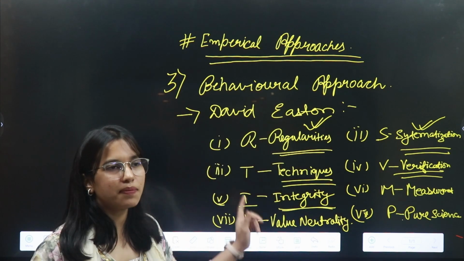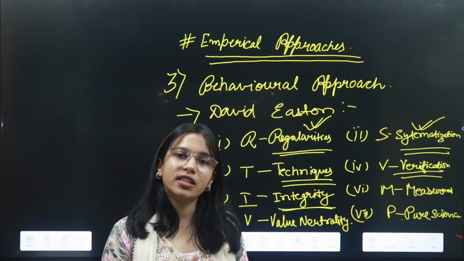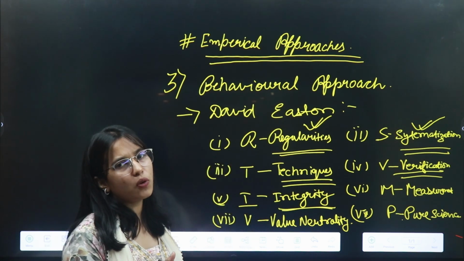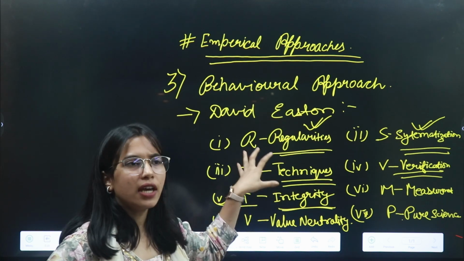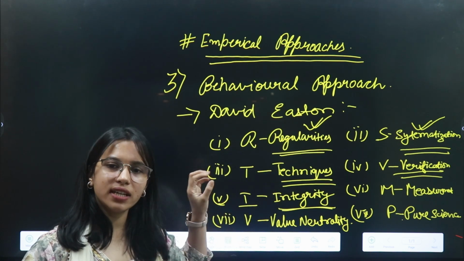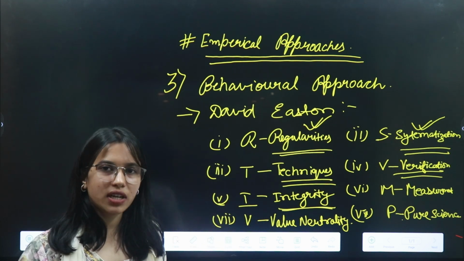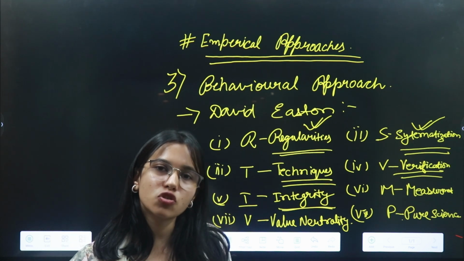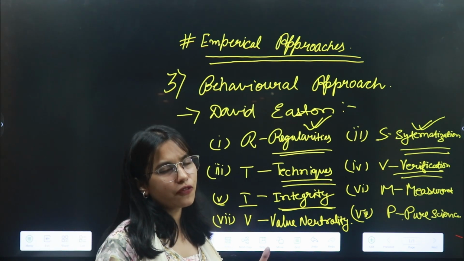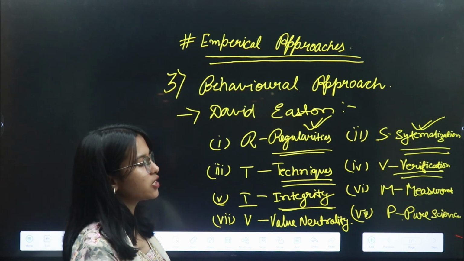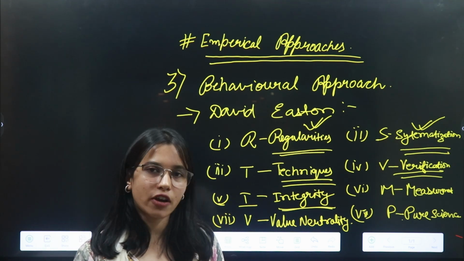The meaning of integration by David Easton is that the approach of study should be interdisciplinary. That means it should not be limited to the political field of study. We could take help from the philosophical approach also, we could take help from the sociological approach also, that is, from other fields of study we could take help. There should be interdependency between the disciplines of study.